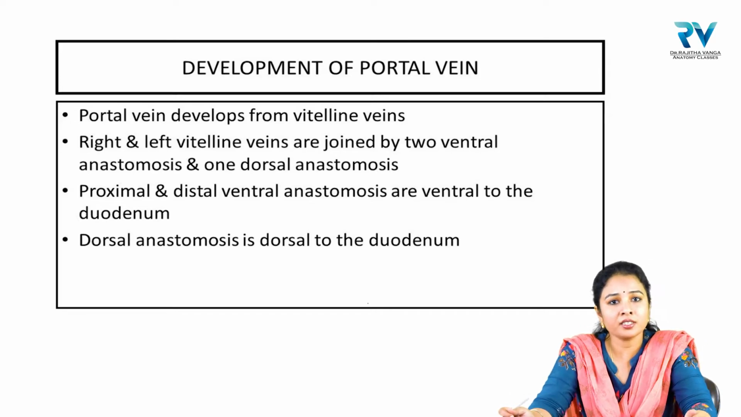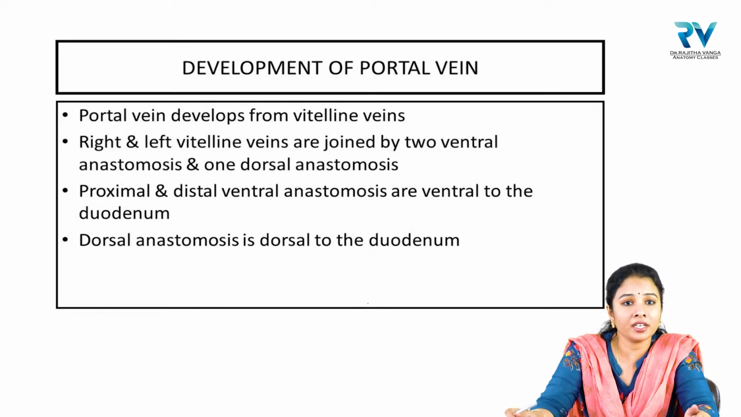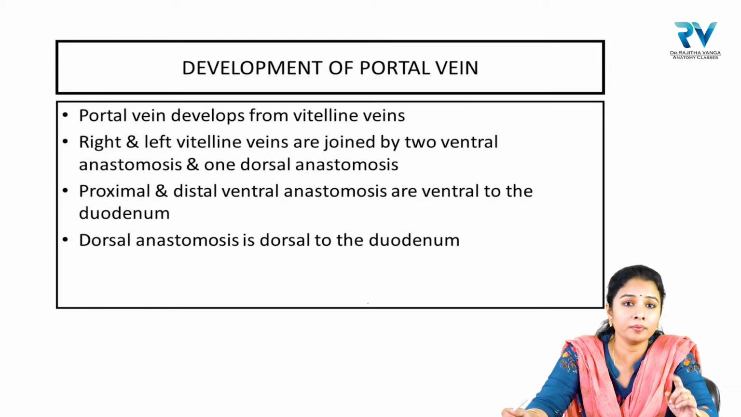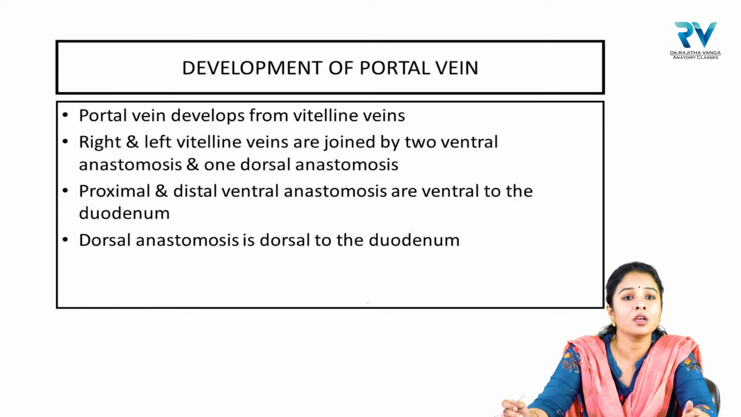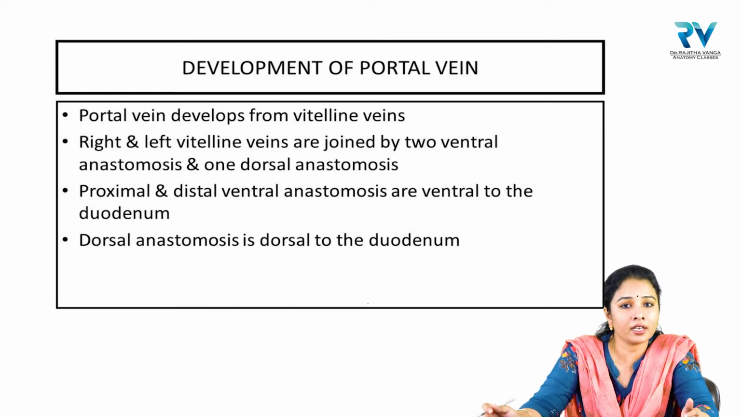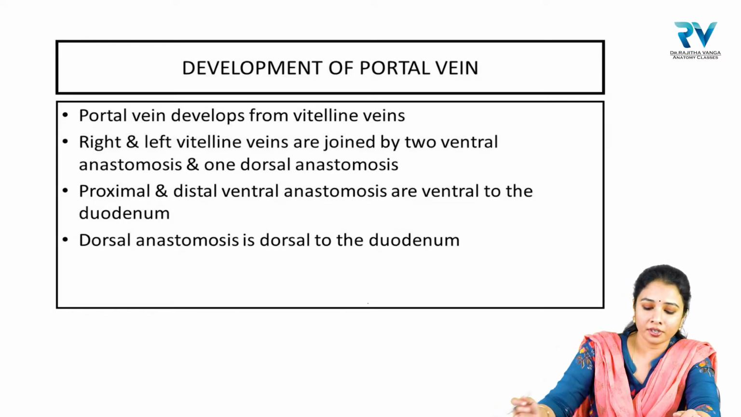So we can revise. The portal vein develops from vitelline veins. Right and left vitelline veins are joined by two ventral anastomoses and one middle dorsal anastomosis. Proximal and distal ventral anastomoses are ventral to the duodenum, and the dorsal anastomosis is named so because it is dorsal to the duodenum.